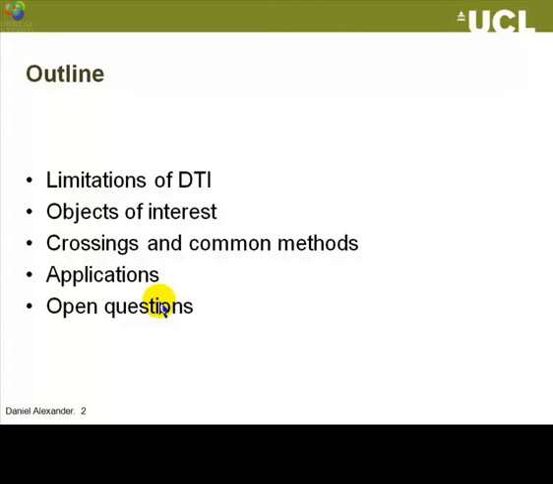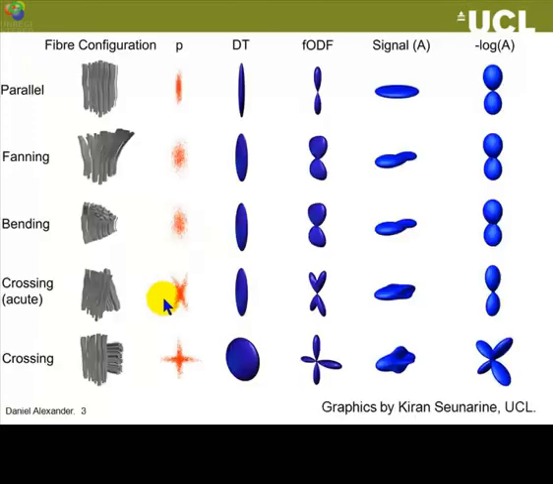So I'll talk about the standard methods out there for studying and resolving crossing fibres. It's not a comprehensive review by any means. I'm going to focus just on the basic methods and give some pointers to more sophisticated refinements of those techniques. And I'll finish with some discussion of the key applications of those techniques and some open research questions.